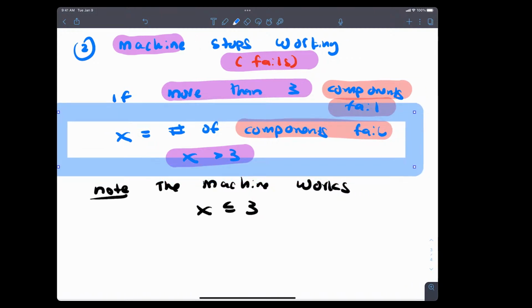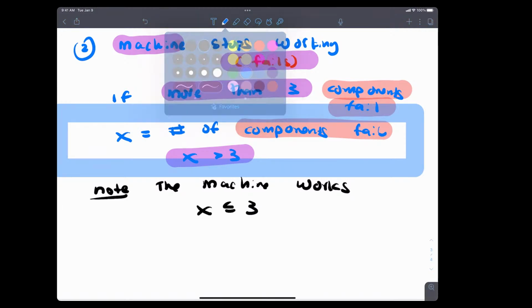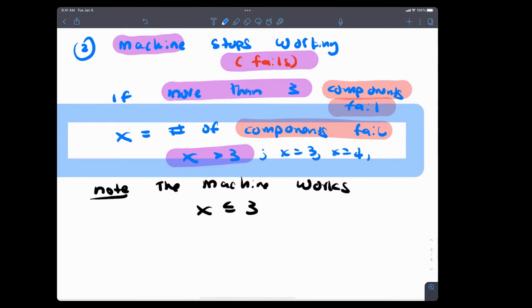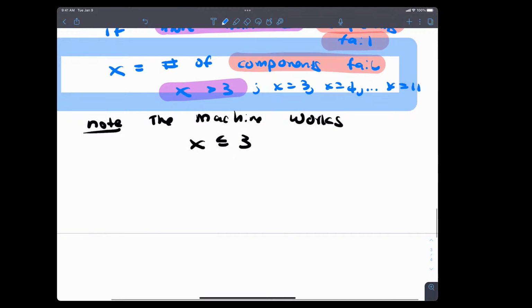They're telling me that, you know what? If we let X be the number of failed components, the system fails when it's more than 3. That's more than 3. Remember what more than 3 means. That's X is 4, X is 5, and so on, right? Up to X is 11 because there are 11 components. So the complement of a machine failing is working. And so the complement of more than 3 is no more than 3.